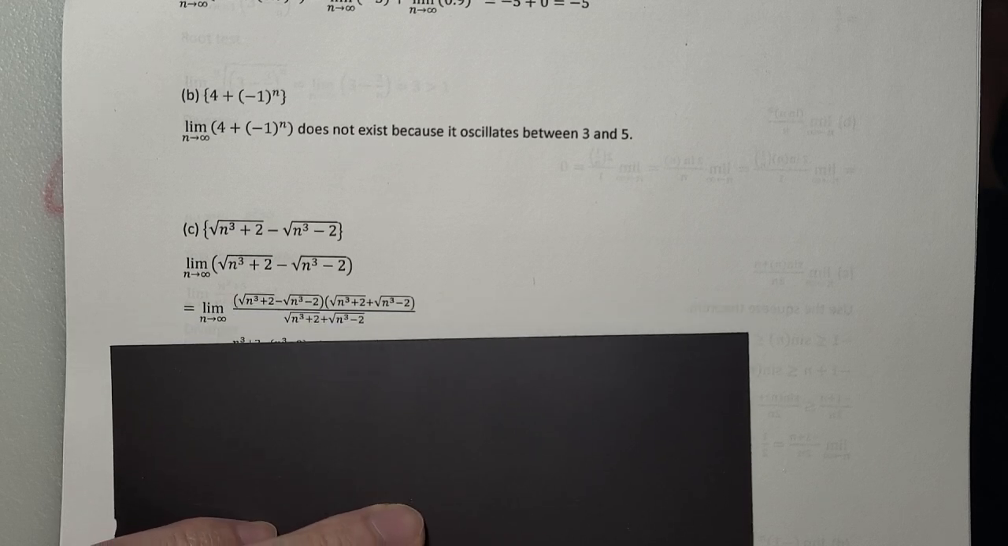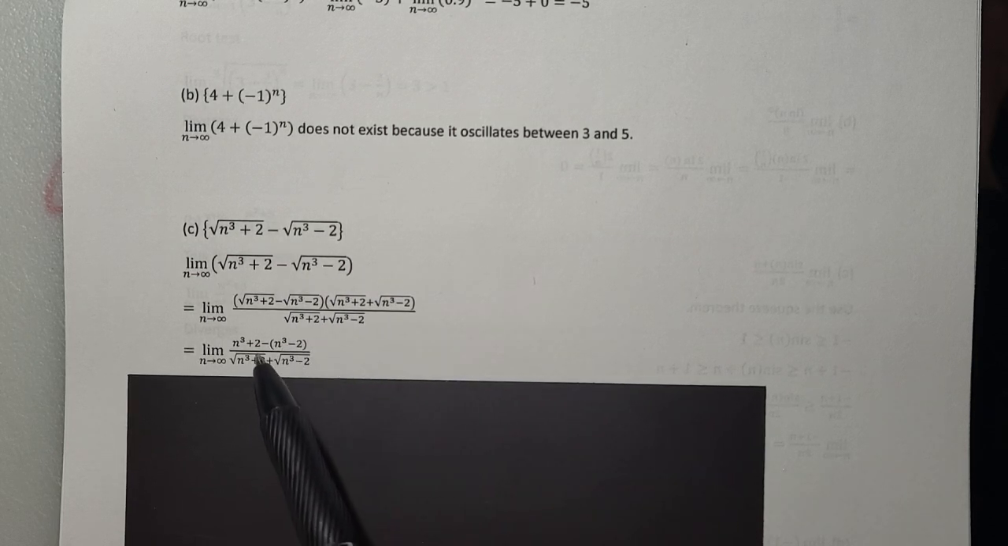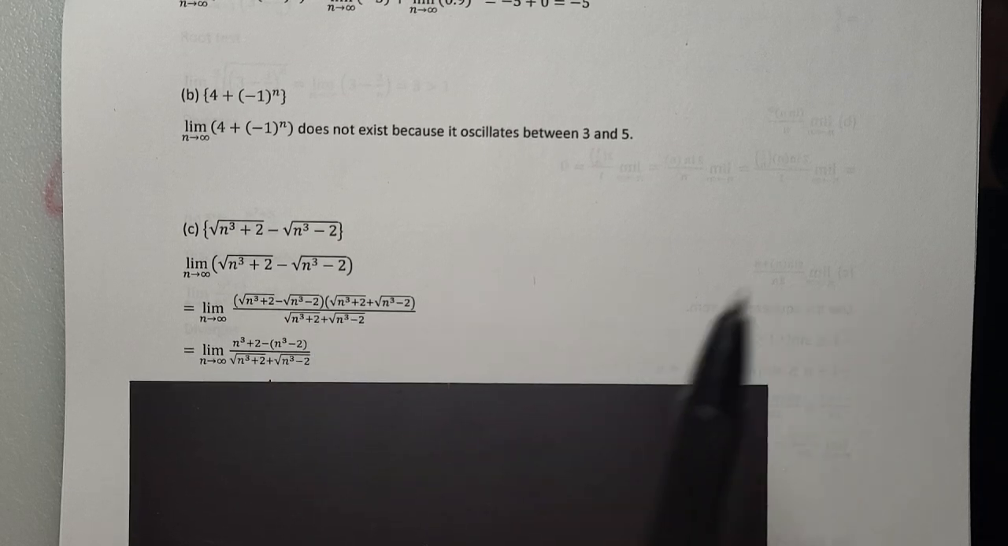Well, it's infinity over minus infinity, sorry. So we can't use L'Hopital's rule directly. We've got to use the conjugate if we want to use L'Hopital's rule. So that's what I did here. Multiply the top and the bottom by square root of n cubed plus 2 plus square root of n cubed minus 2. Okay, difference of 2 squares on the top, so we get n cubed plus 2 minus parentheses, n cubed minus 2, be careful of the parentheses, and the bottom I did not touch.